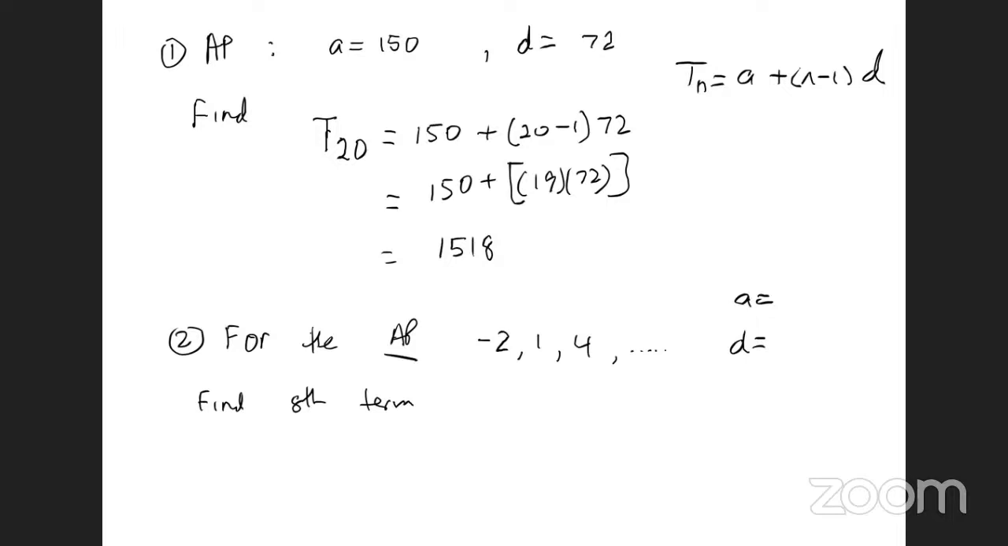What's A here? A is minus 2. And D looks like what? What's the value we add in to go from minus 2 to 1? 3. Very good. The value is 3. So now that we know A and D, we can easily find the 8th term. Go ahead. Find the 8th term.